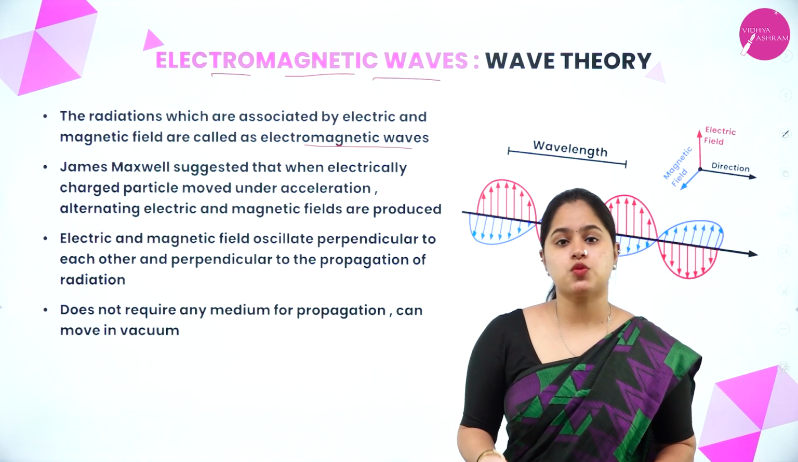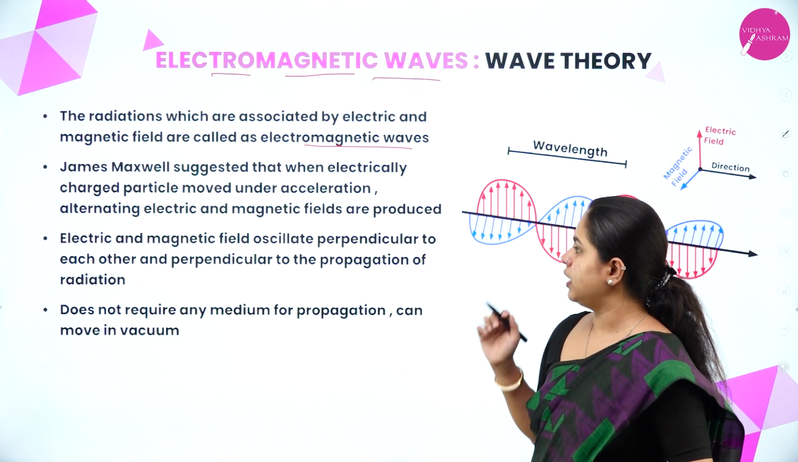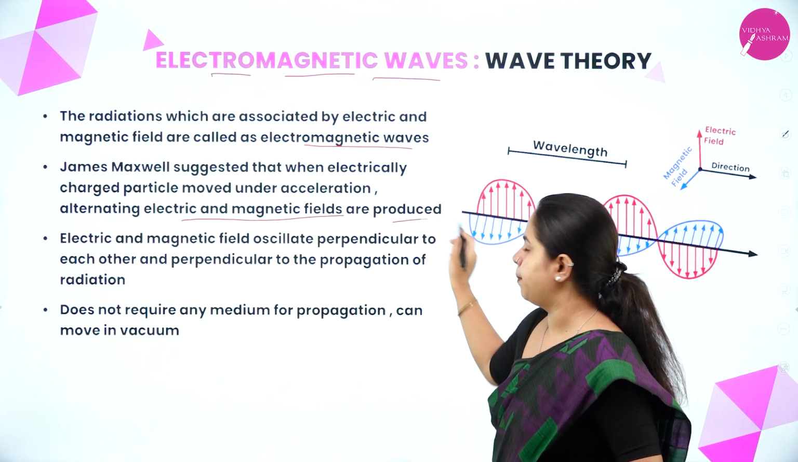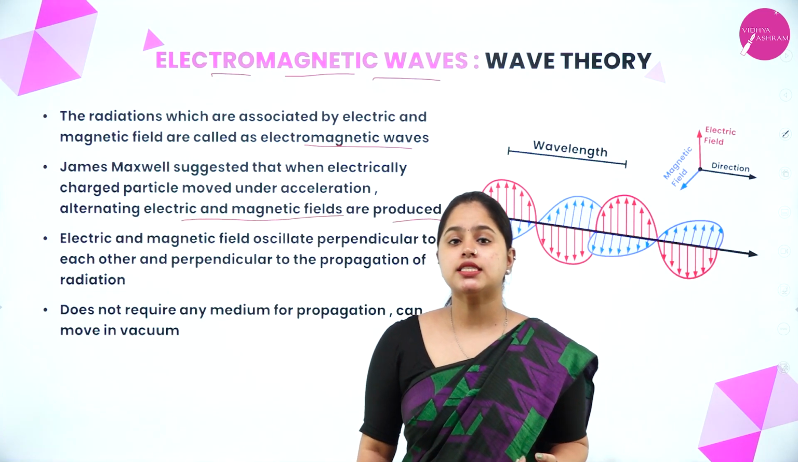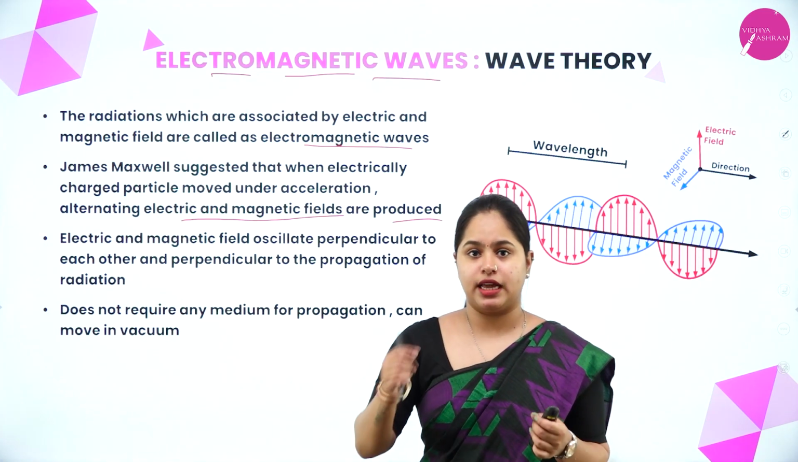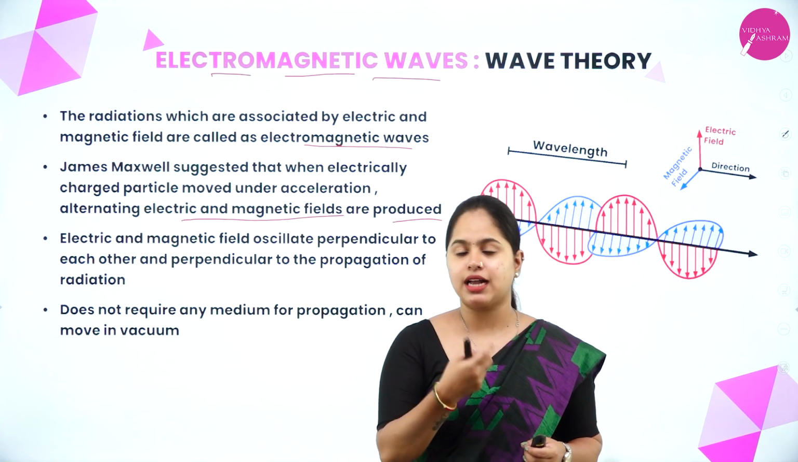So James Maxwell suggested that when electrically charged particle moved under acceleration, alternating electric and magnetic fields are produced. Yes, so while discussing about Rutherford's atomic model, we discussed about the fact that when electrons are moving in circular orbits, yes, that they are accelerating, right?